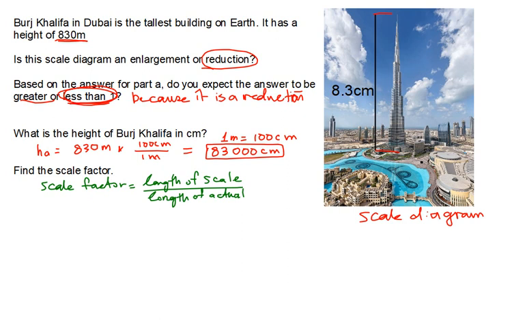Always compare like sides. If you're talking about the hypotenuse of a triangle, you're always comparing the hypotenuse to the hypotenuse of its scale diagram. So finally we put the numbers in.